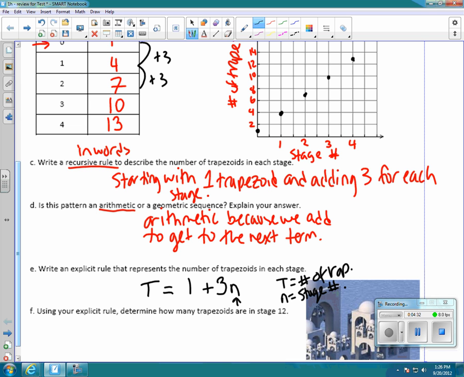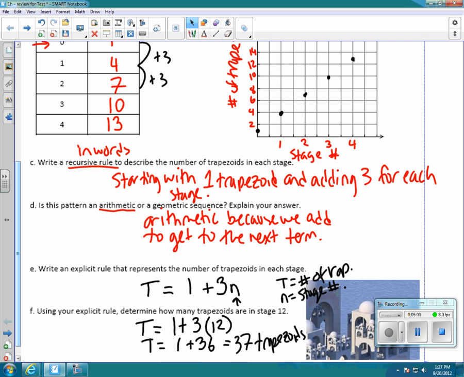Using the rule, let's determine how many there are in stage 12. So I'm going to take this rule, T equals 1 plus 3 times, and instead of N for stage number, I'm going to write 12. This would be 3 times 12, which is 36, plus 1. And so the number of trapezoids would equal 37 trapezoids. All right, moving on to the next page.